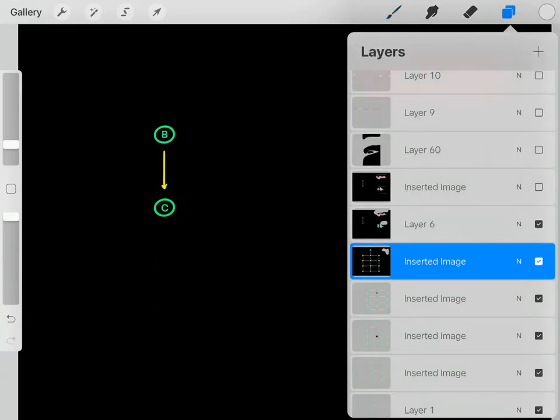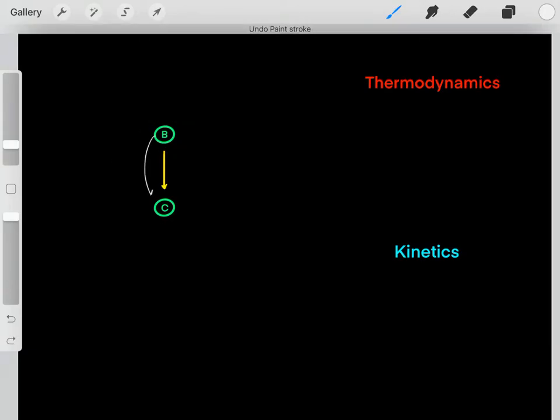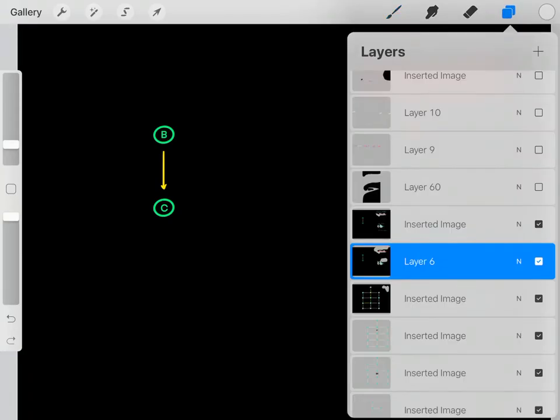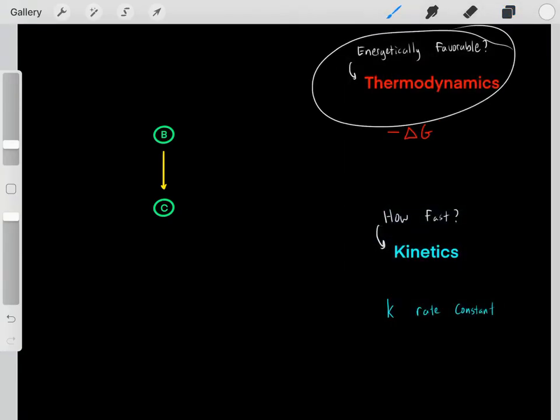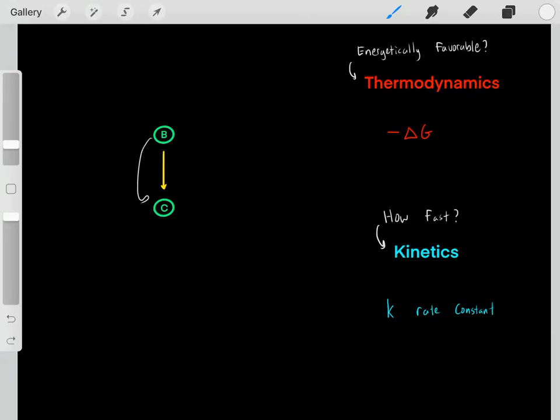Well, to understand this, let's focus on this simple chemical reaction, taking compound B and converting it into compound C. So whenever we're trying to analyze a chemical reaction, there are two things to be aware of: the thermodynamics of the chemical reaction and the kinetics of the chemical reaction. And we know the thermodynamics is essentially related to whether or not this chemical reaction is energetically favorable. Taking compound B and converting it into compound C, is this reaction energetically favorable? AKA, does it have a negative delta G?